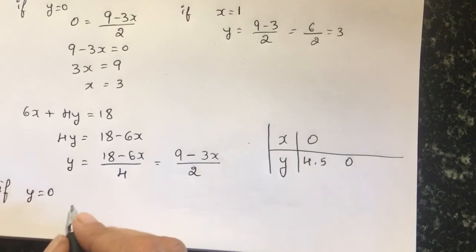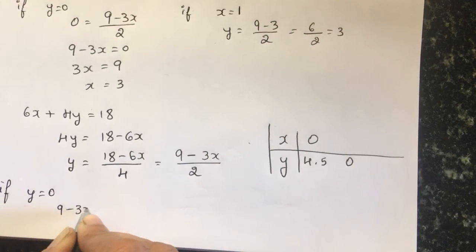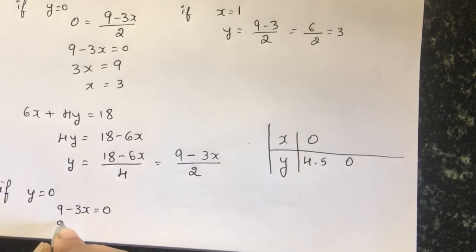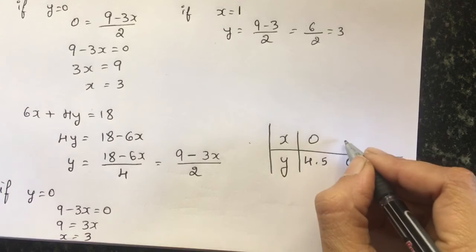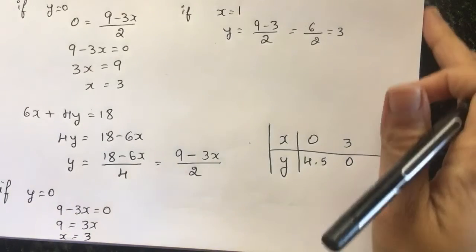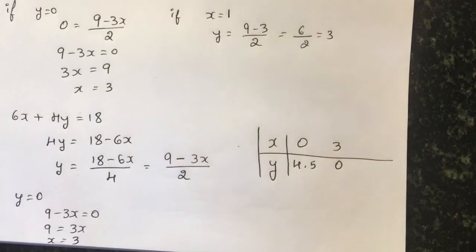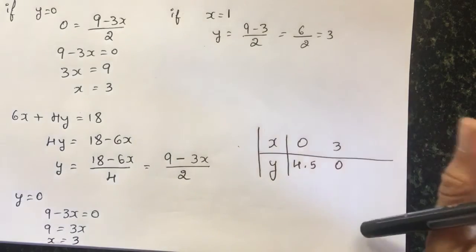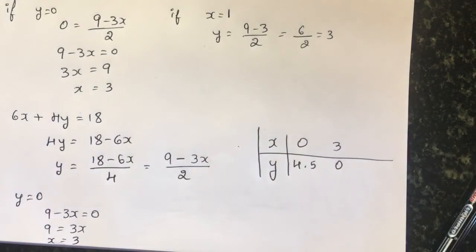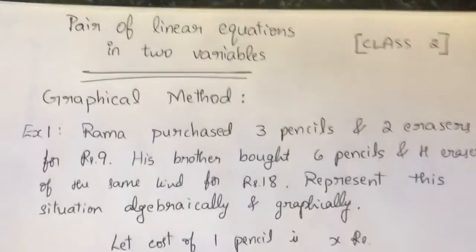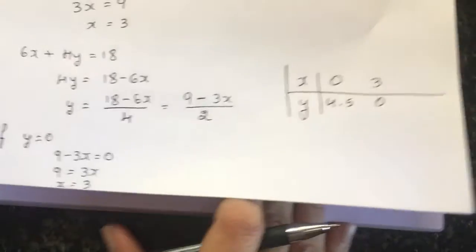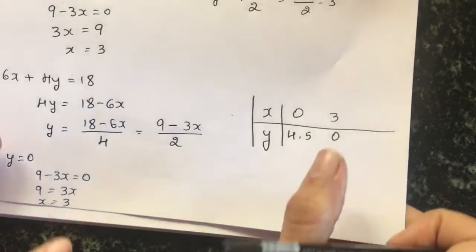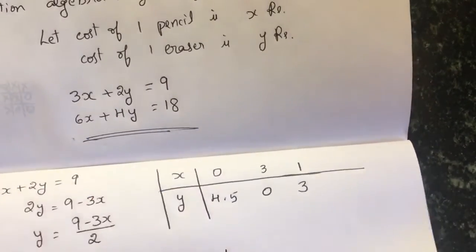Y is 0. So 9 minus 3x is 0. 9 equal to 3x and x equal to 3. Same thing, same point you are getting. So you have to take up one more point, or you can just stop it over here. So you got 2 set of points. This is one and this is another one.